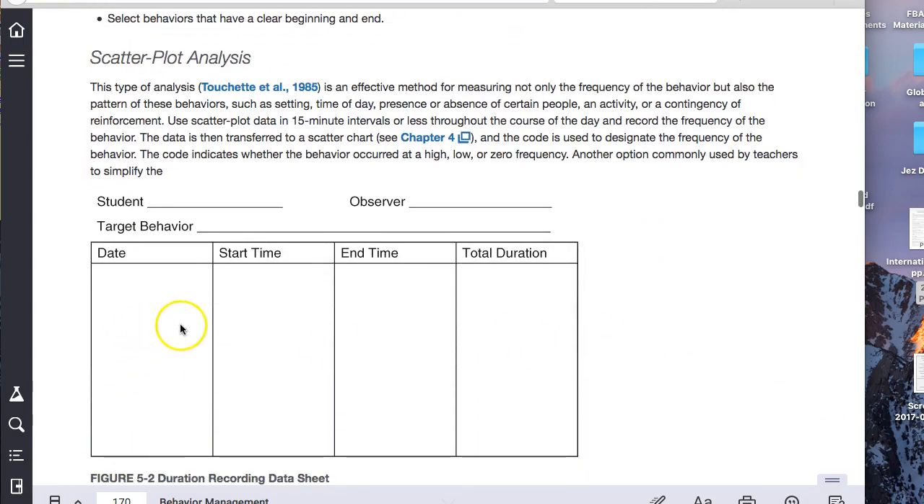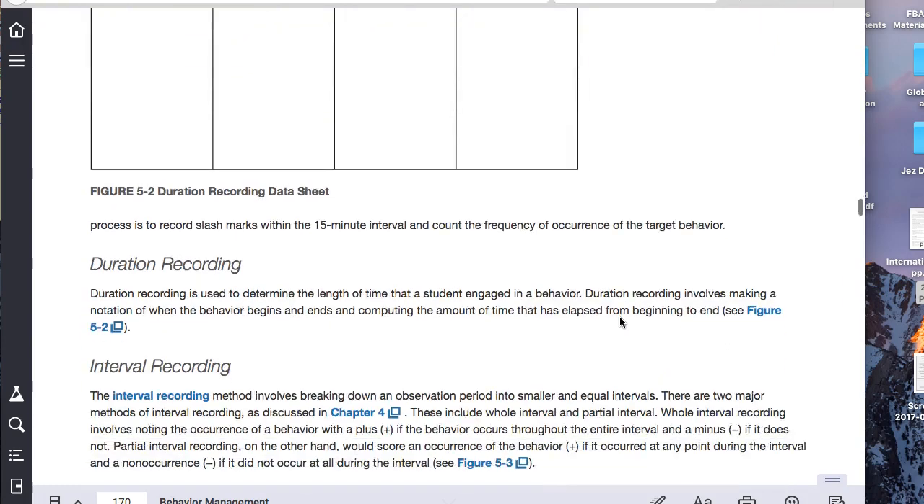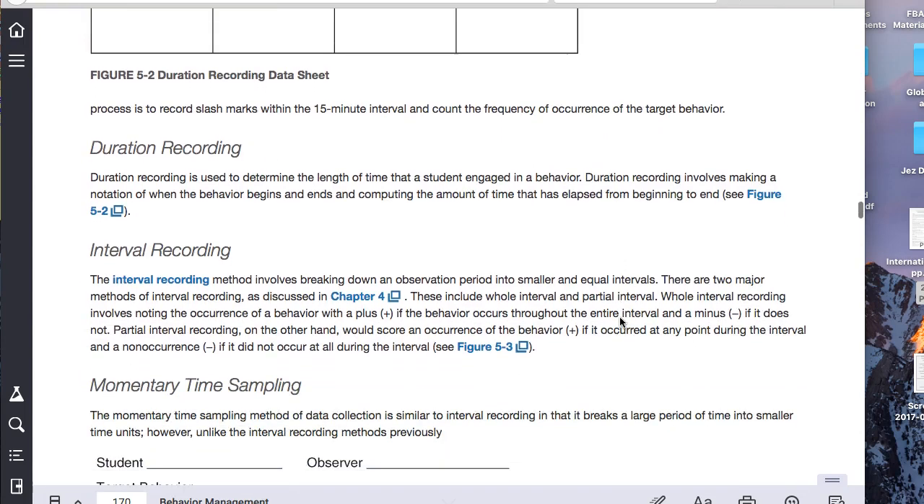So once again, you're going to want the date, of course, the start time, the end time, and the duration. And you can use data in 15-minute intervals, throughout a day or throughout a class period, to really get to know when this behavior is happening. Is it in the morning? Is it in the afternoon, right after lunch? During lunch, whatever it is. And so you can just get an idea.